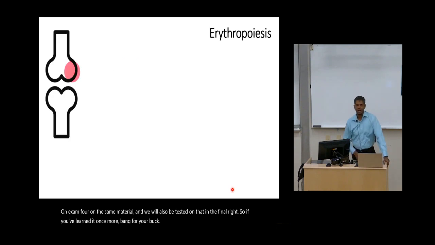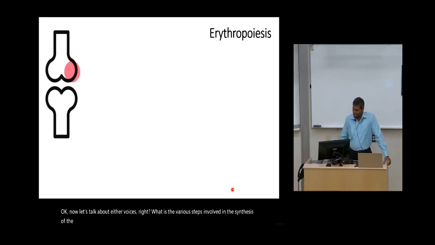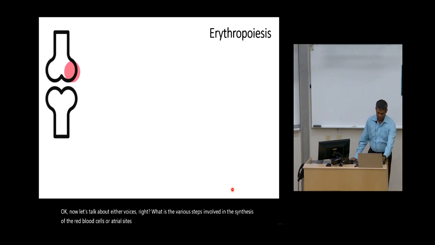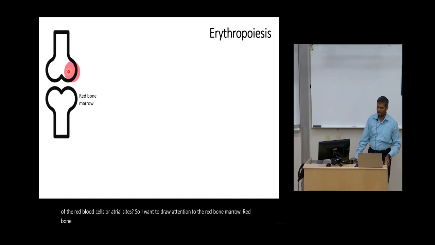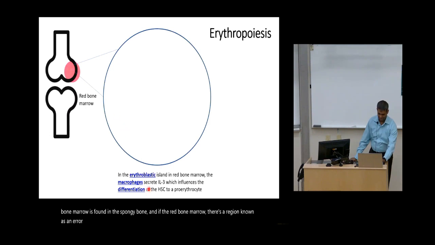Okay, now let's talk about erythropoiesis, right? What are the various steps involved in the synthesis of the red blood cells, or erythrocytes? So I want to draw your attention to the red bone marrow. Red bone marrow is found in the spongy bone, and in the red bone marrow there is a region known as an erythroblastic island, right?